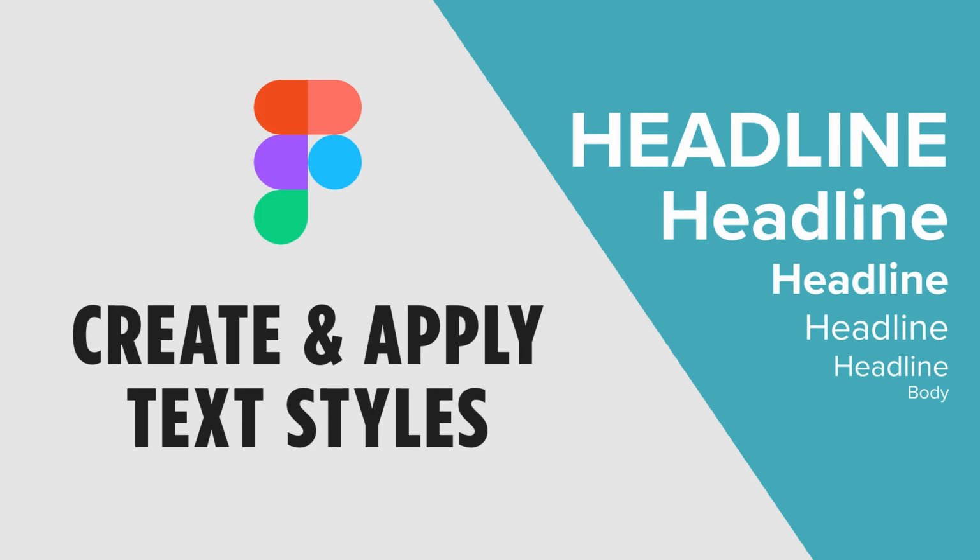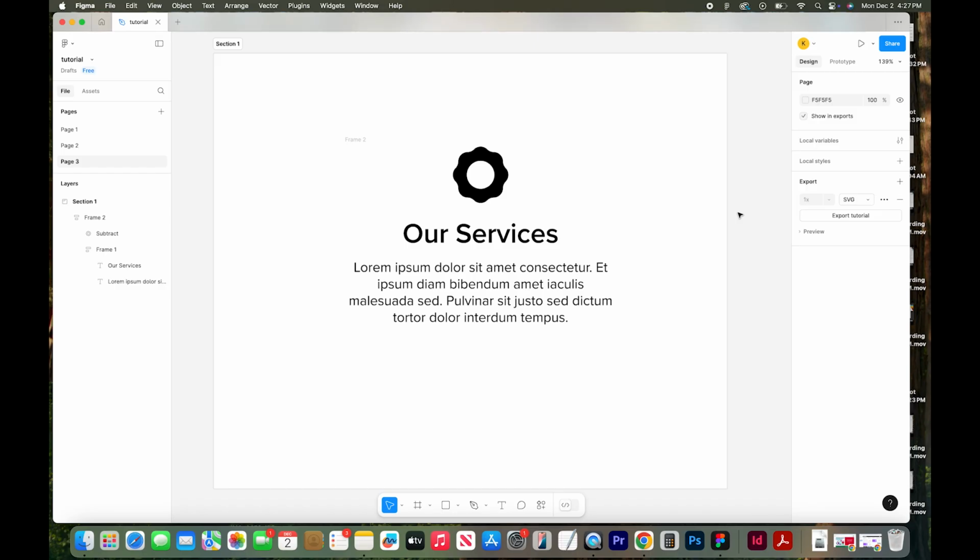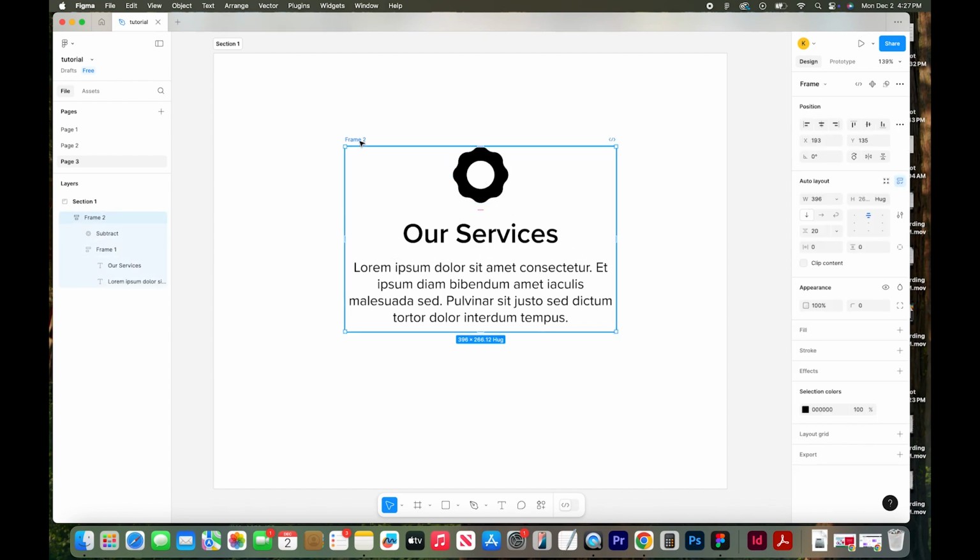In this tutorial, I'll show you how to create and apply text styles in Figma. So I currently have a Figma file open, and I have just this little module here that has a headline and some body copy. These are styles that I would like to reuse in my file. So the best way to reuse styles across a project or a file is to create text styles out of the styles I've created here.